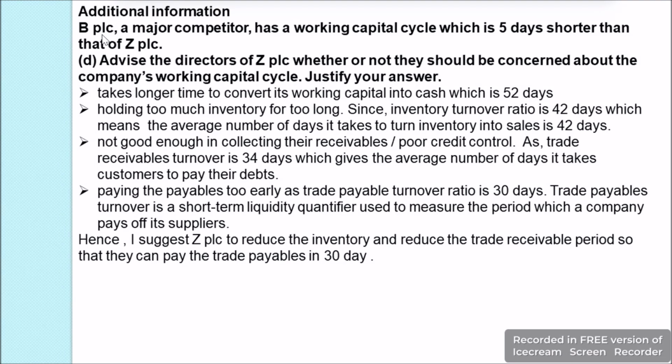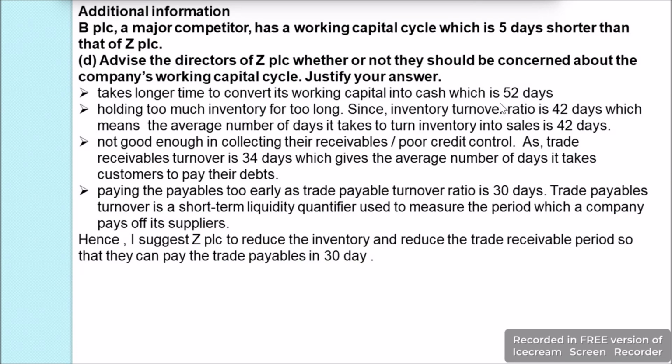Furthermore, additional information is provided which states that BPLC, a major competitor, has a working capital cycle which is 5 days shorter than that of ZPLC. In the debate of the question, we are asked to advise the directors of ZPLC whether or not they should be concerned about the company's working capital cycle, and we have to justify our answer. I would advise the directors of ZPLC to be concerned about the working capital cycle because it's too long.